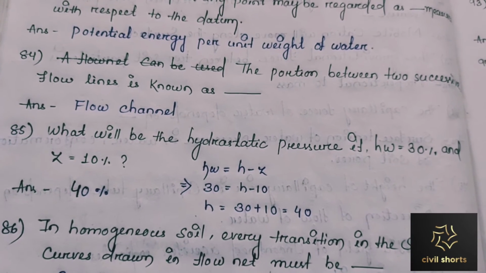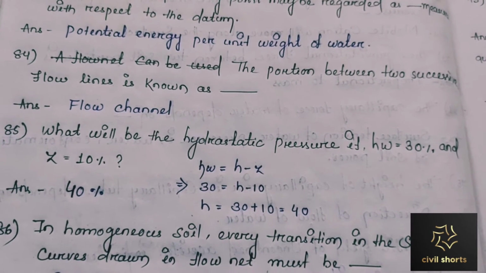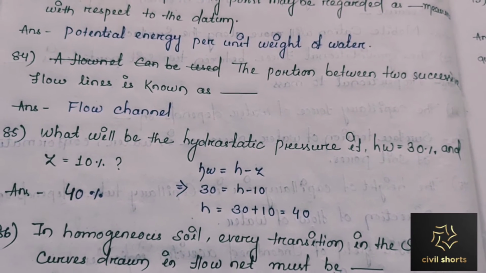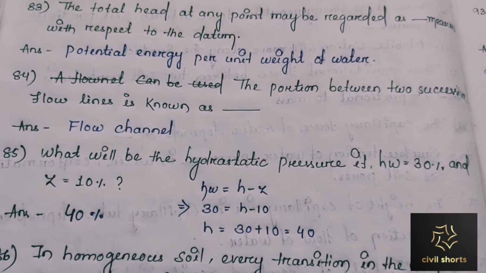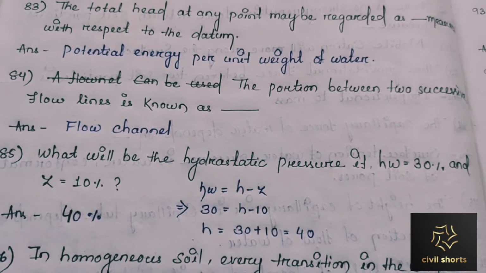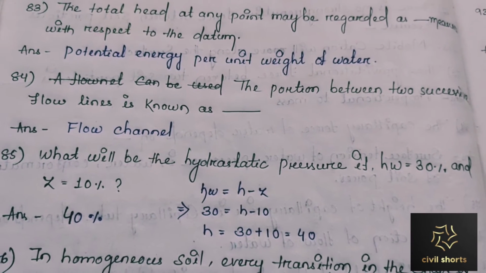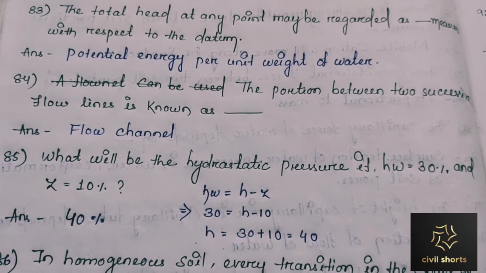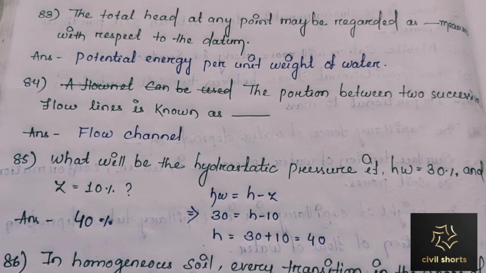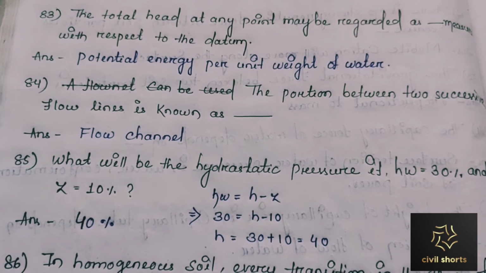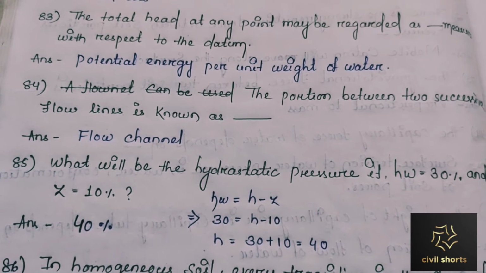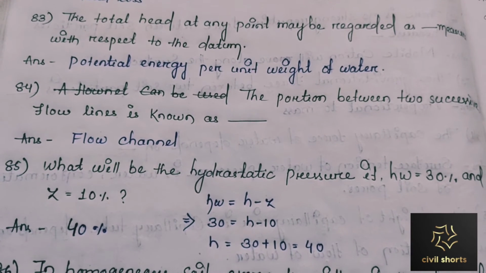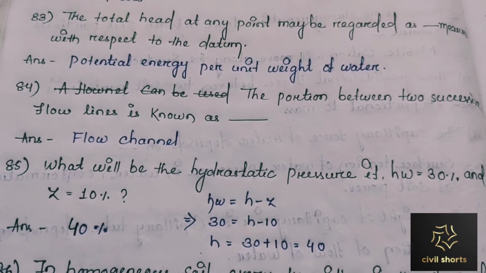Then question number 85. What will be the hydrostatic pressure if HW equal to 30% and Z is equal to 10%? In this question, HW and Z are already given. We have to find out the value of hydrostatic pressure, that is H. Then using the formula HW equal to H minus Z, the value comes H equal to 40%.